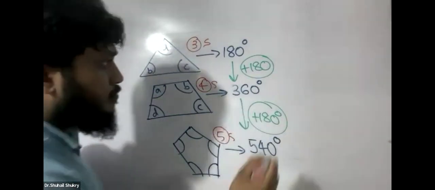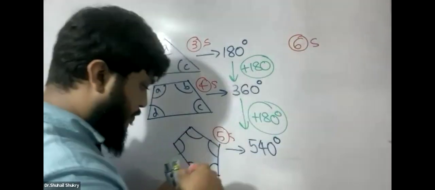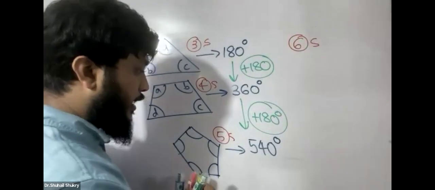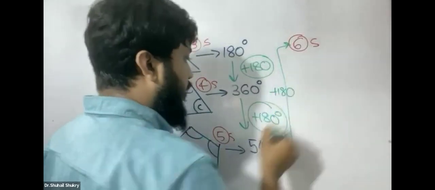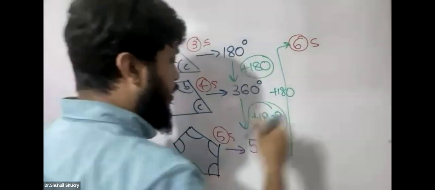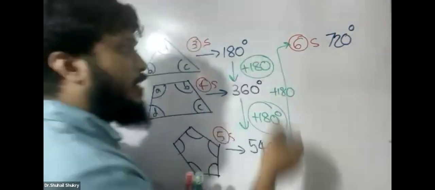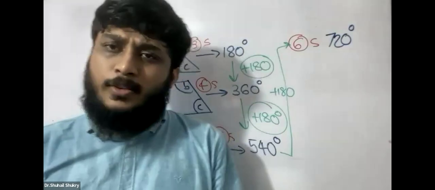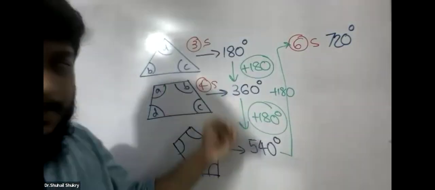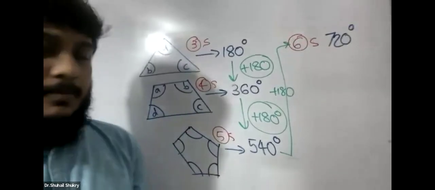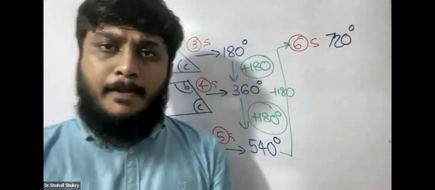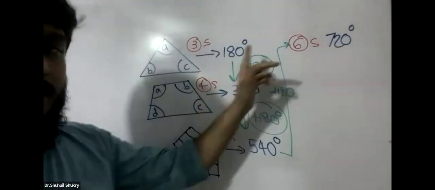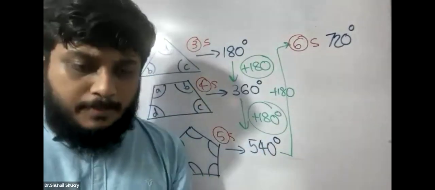For a 6-sided shape, I have to add another 180, so you can remember that as 720. Likewise, it will go on, and you can easily get these. This is the way you can find the angle sums of polygons: 3-sided, 4-sided, 5-sided, 6-sided. Mark that part.